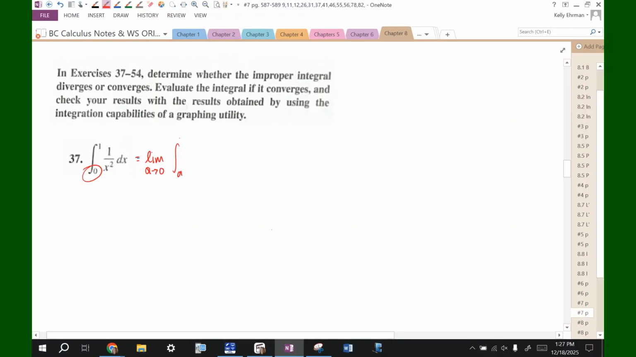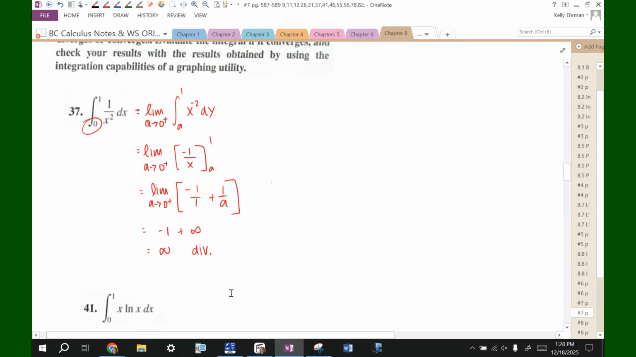I'm going to let a approach 0 from, we're coming at a from the right, x to the negative 2 dx. This is x to the negative 1 over negative 1. Negative 1 over 1 minus negative 1 over a. Negative 1 plus 1 over 0 is infinity, so that's infinity. So this diverges.